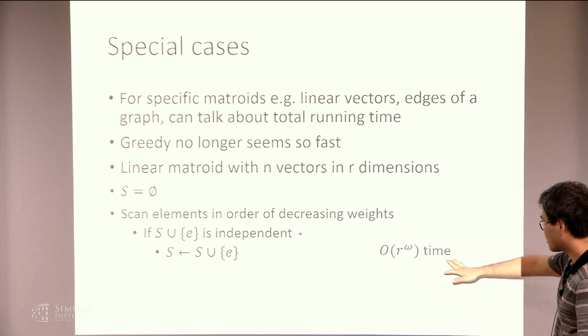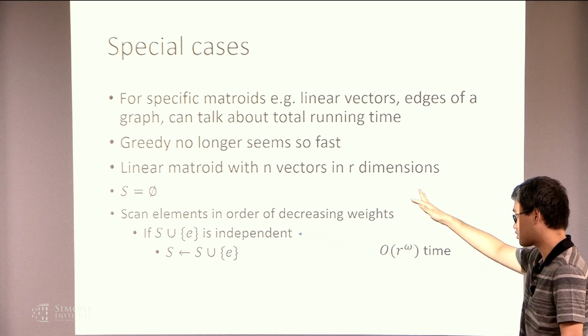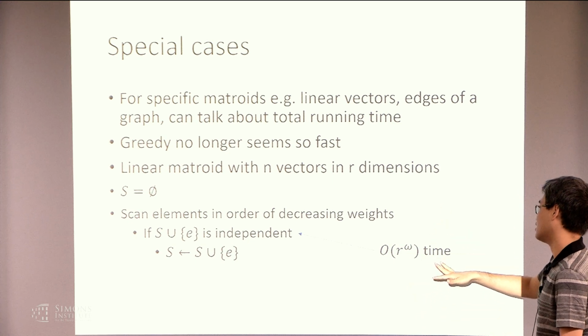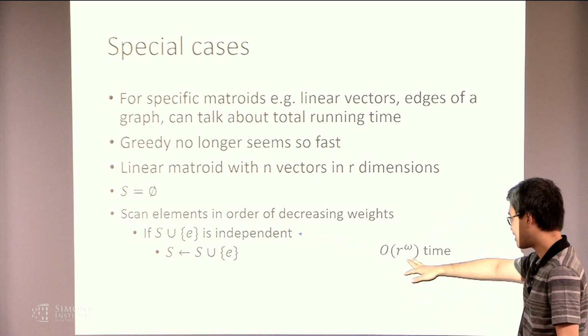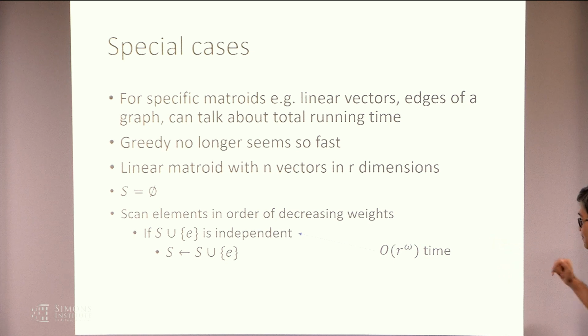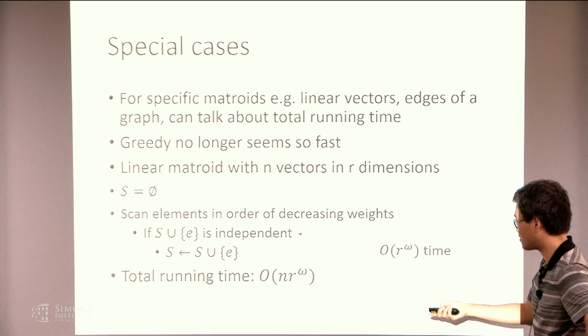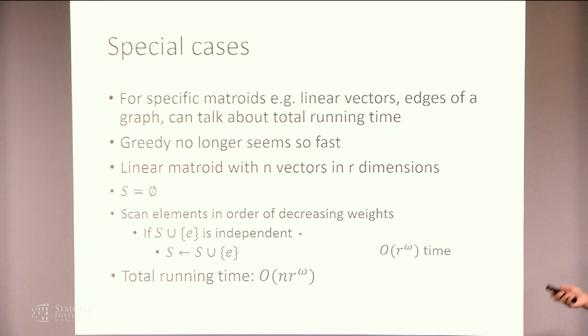Right. Okay, so the running time, if you do the greedy algorithm without oracles, is actually n times r to the omega, at least naively. So this doesn't seem so good anymore. So the question is, what else can you do, right? Because this doesn't look the best possible. It's not obvious why this would be the best possible.